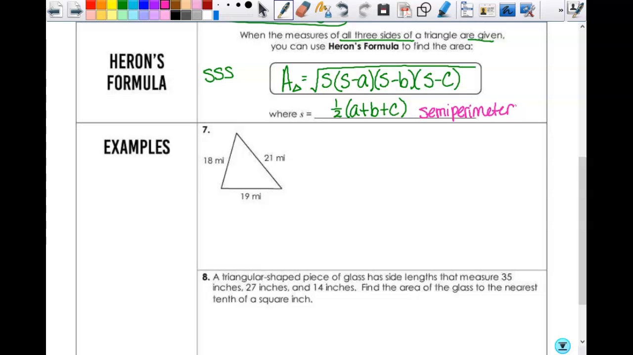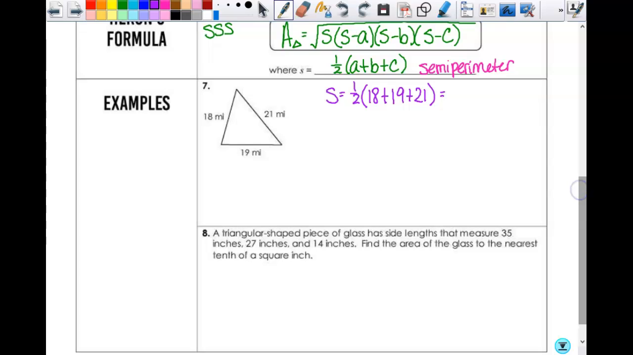So even though it looks kind of crazy, it's really not that difficult to remember once you see what's happening here. So I have all three sides in number 7. The first thing I need is the semi-perimeter. So I need to find S is equal to 1/2 times (18 plus 19 plus 21). I want to figure out what S is. 29, right? So we get 29. Then the area of the triangle is equal to the square root of 29 times (29 minus 18) times (29 minus 19) times (29 minus 21).